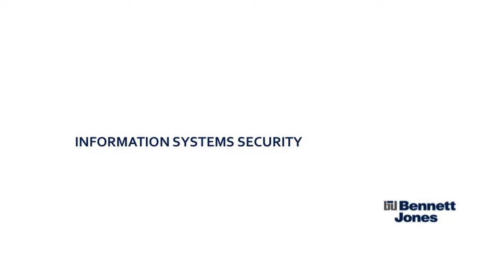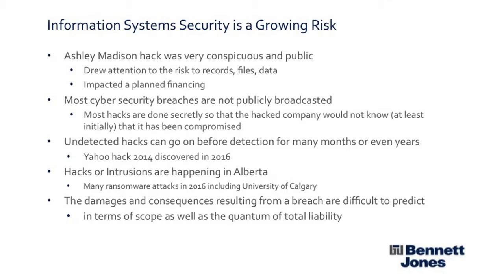The next topic that we'll look at is information system security. The Ashley Madison hack was very conspicuous and public, drew a lot of attention to these risks, and it impacted a planned financing. However, most cyber breaches are not publicly broadcast. Most attacks are done secretly, so that if you've been hacked, you may not know about it for months or years. And the issue is that undetected hacks can go on for a long time. So Yahoo recently announced it was hacked, 500 million records compromised.